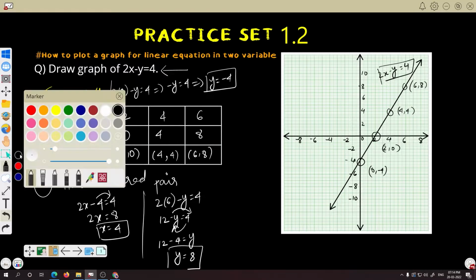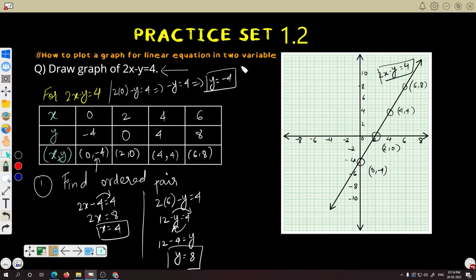Now if you have watched the previous videos, in those I have already discussed that the graph of any linear equation is always a straight line. Remember this point, the graph will always be a straight line. This is how we plot the graph for any linear equation in two variables.